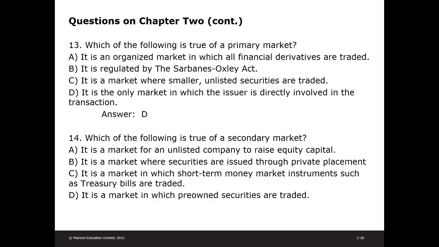Next question. Which of the following is true about a secondary market? It is a market for an unlisted company to raise equity capital. No, that's not true. It is a market where the securities are issued through private placements. No, this is a primary market. It is a market in which short-term money market instruments such as T-bills, or treasury bills, are traded. No, that's not true. And the final one, it is a market in which pre-owned securities are traded. This statement is true. So the answer is B.